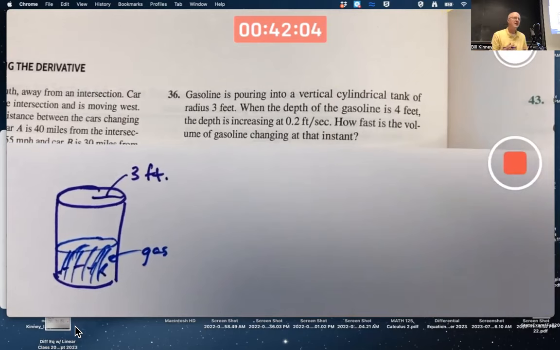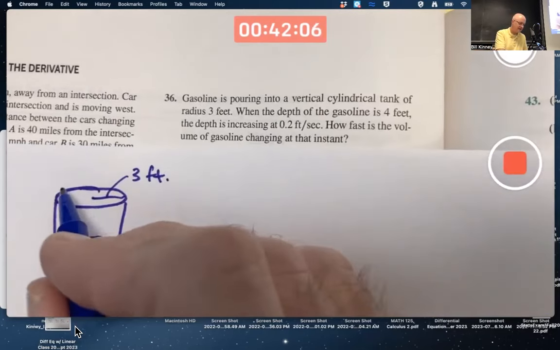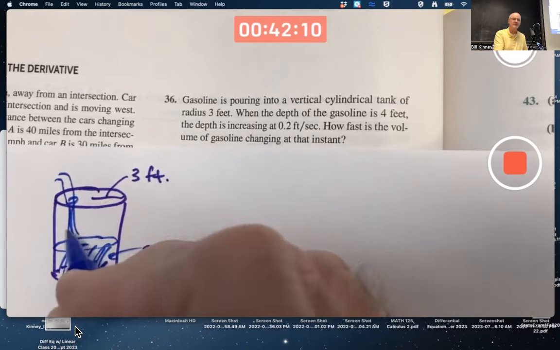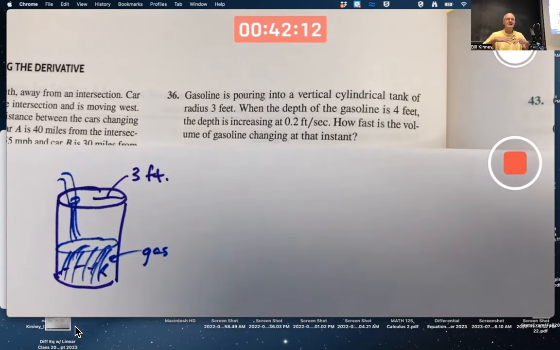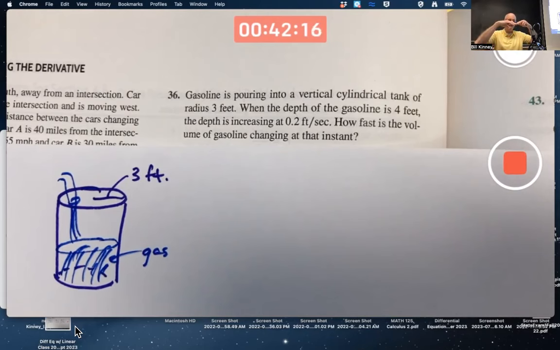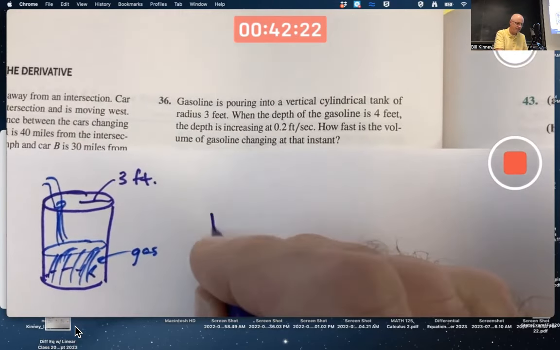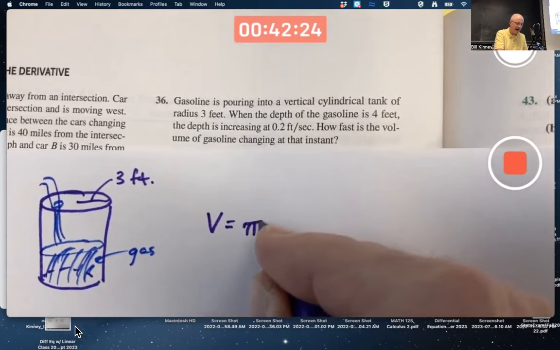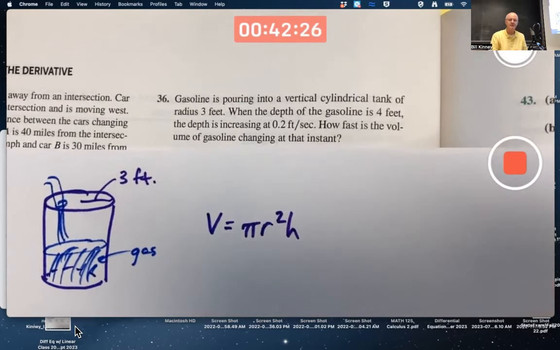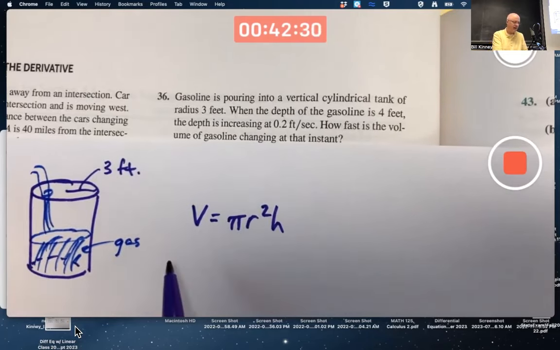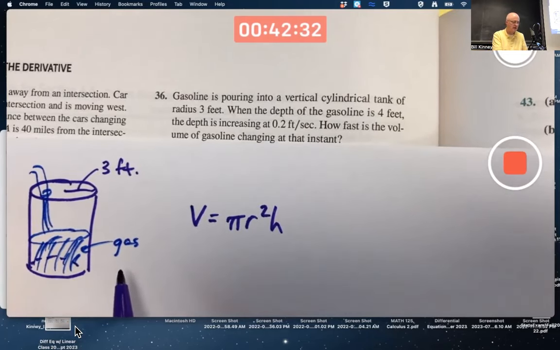You need to use your imaginations. You need to imagine there is a pump here and gas is flowing into this tank. So the amount of gas is going up over time. We have the equation for the volume of a cylinder as pi r squared h. Now that would be the volume of any given cylinder.